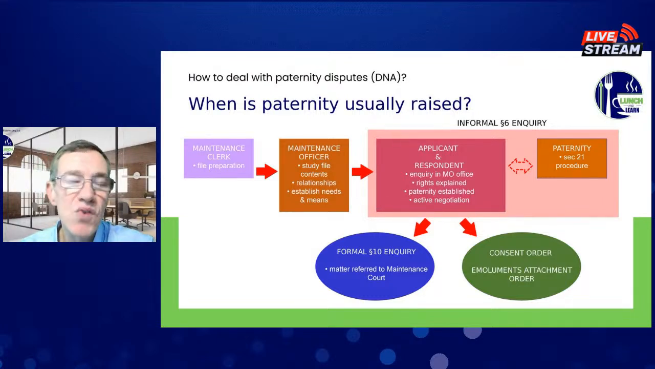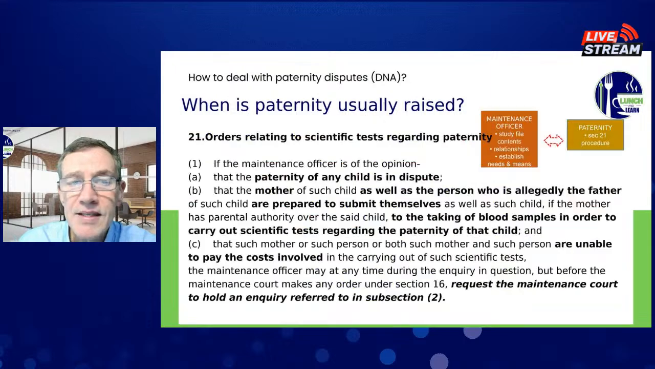or at any stage that the maintenance officer is of the opinion that paternity might be in dispute, then there's an obligation upon the maintenance officer in terms of Section 21 of the Maintenance Act, as well as the codified instructions, the DOJ Code 26 of 2015, that the maintenance officer then act in accordance with Section 21. And Section 21 deals with orders relating to scientific testing.